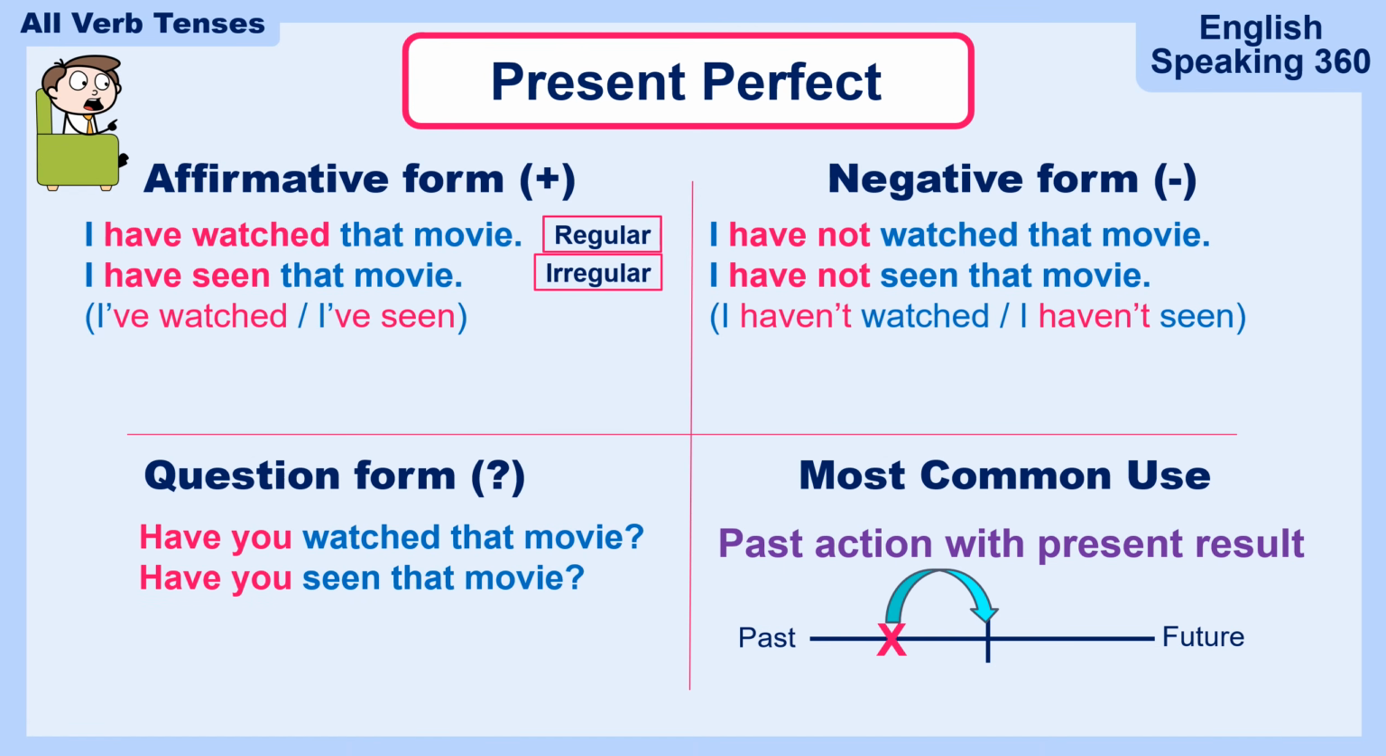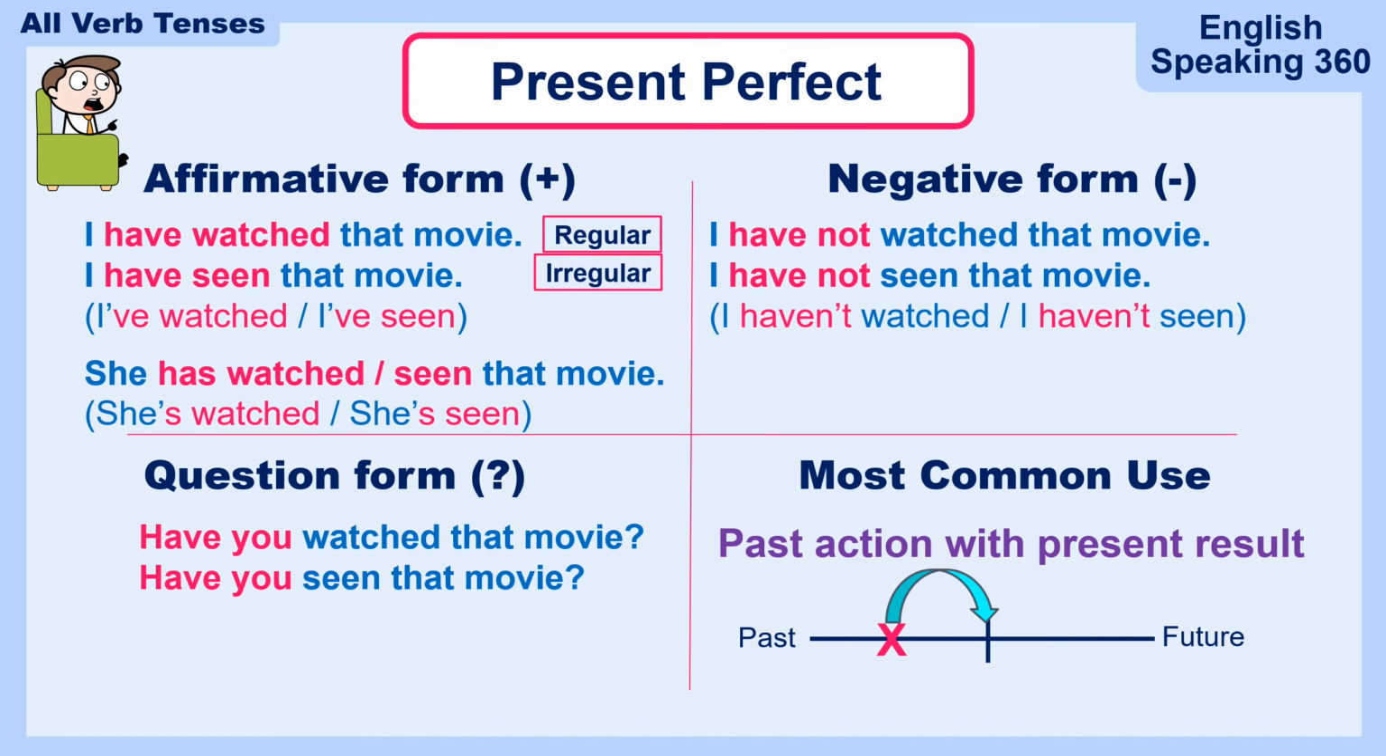Let's take a look at one more example for the third person. She has watched that movie. She has seen that movie. Watch out here, you cannot use have. You cannot say, she have watched that movie. It doesn't work. She has watched that movie. And if you want to use the contraction, she's watched that movie.